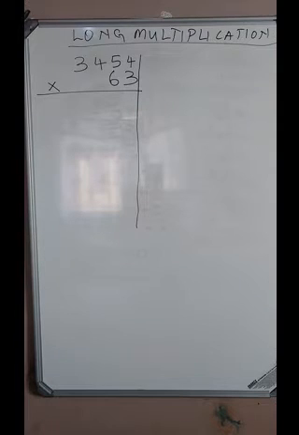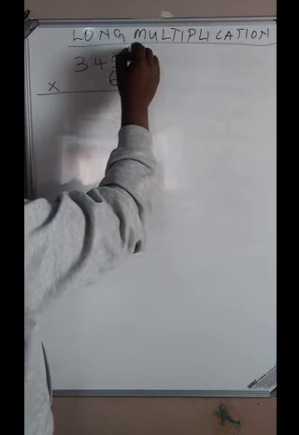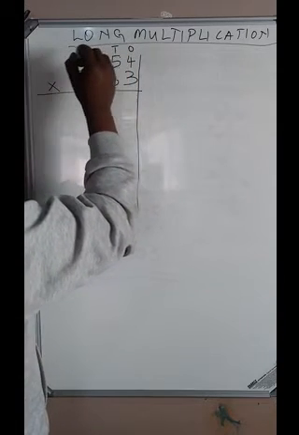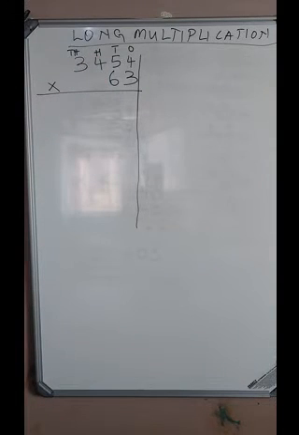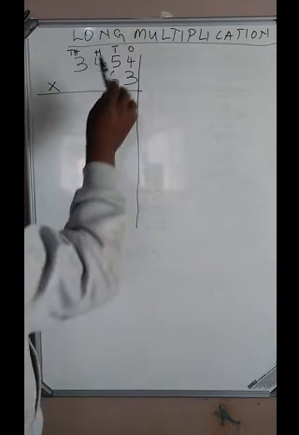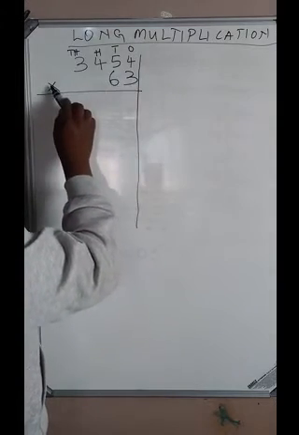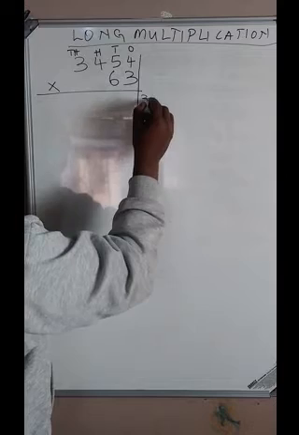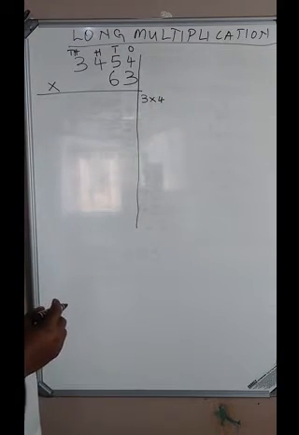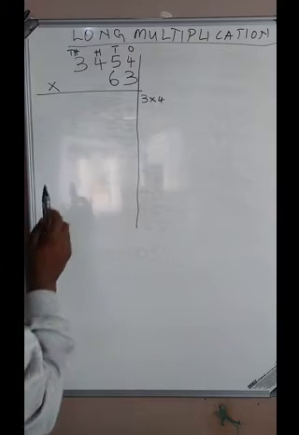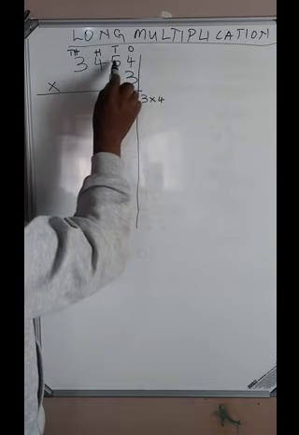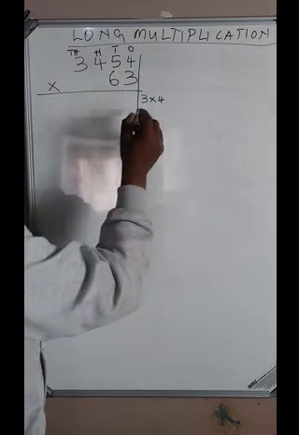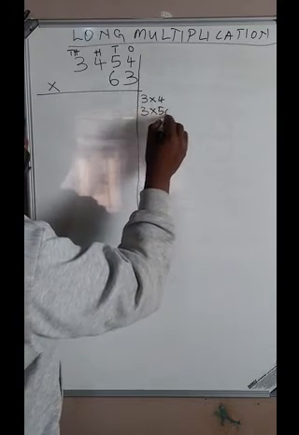After drawing a straight line, you write place values: ones, tens, hundreds, and thousands, like that. And then you start your multiplication. You are going to say 3 multiplied by 4. So you can write it here. First we are going to say 3 multiplied by 4. And then we are going to say 3 multiplied by 50, because here we have 5 tens.